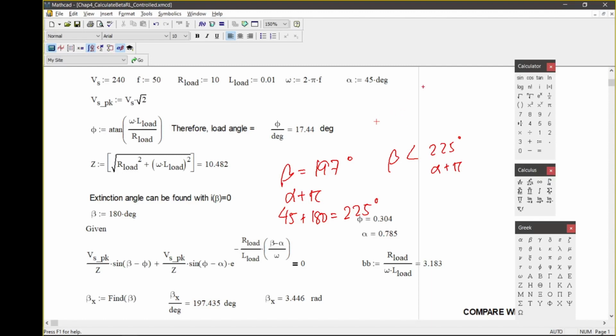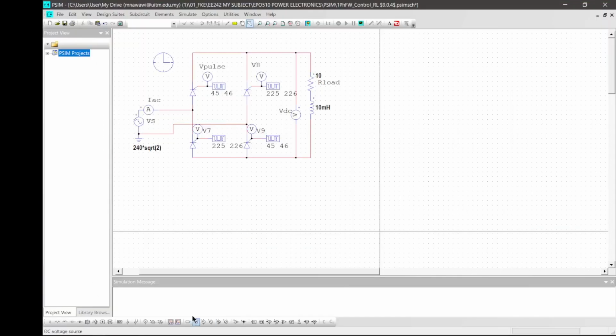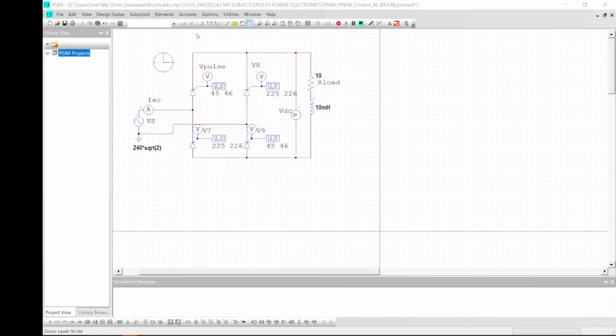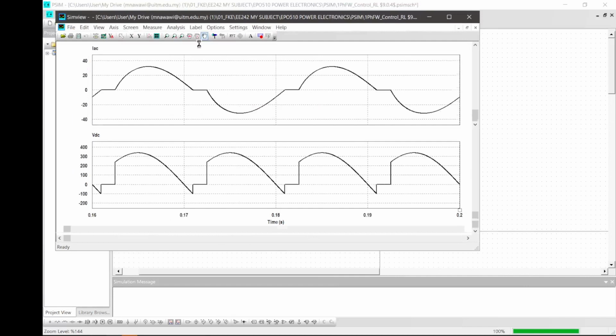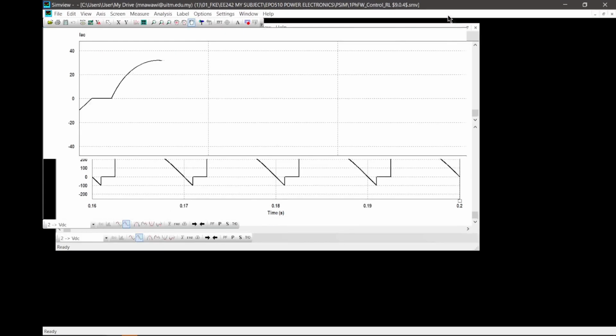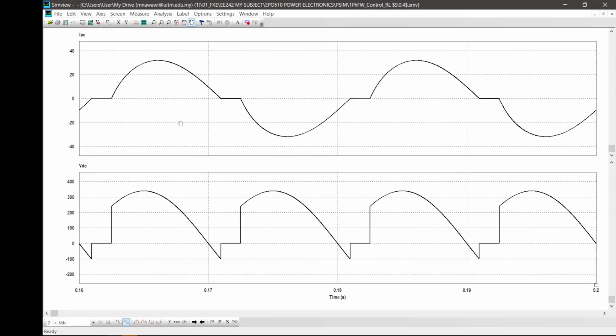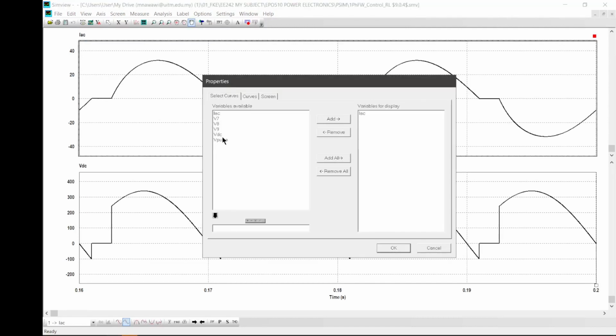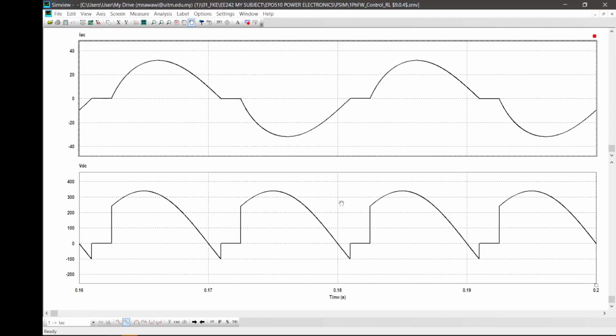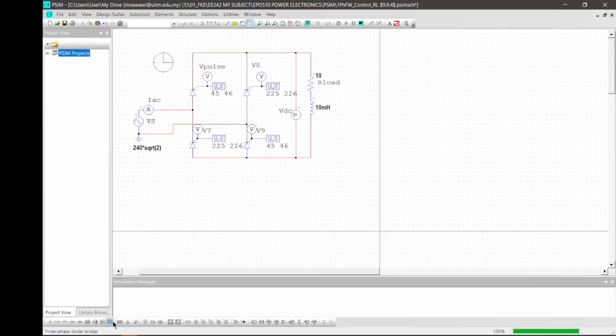I'm going to show you. If I go back and run this circuit, look at this. This is the input current, IAC. If I put in the IDC, where's IDC? There's no output current, so I'm going to put the output current here.